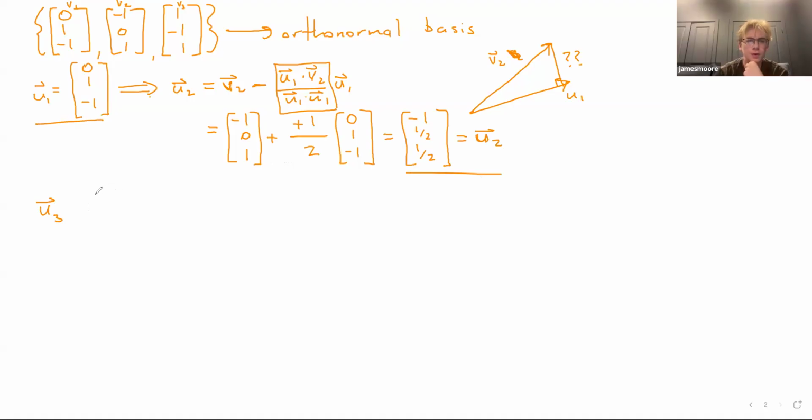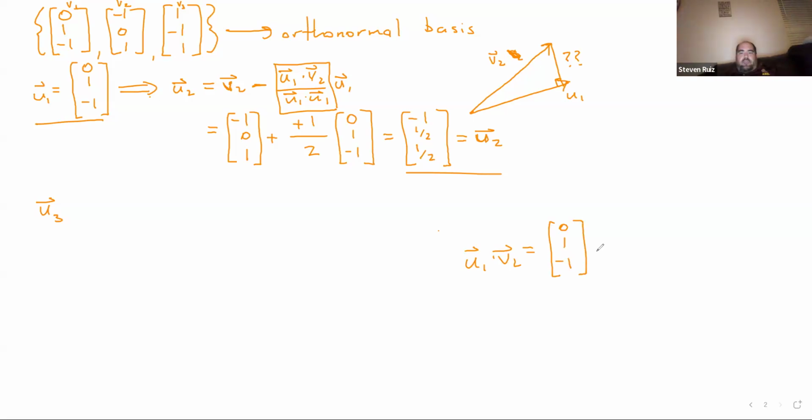Could you go back through how to do the dot product for the U1 V2? Yeah, so I'll do U1.V2 since those are different vectors. What are the details there? U1 is 0, 1, -1. And then V2 is -1, 0, 1.